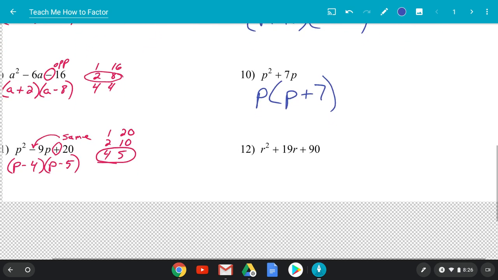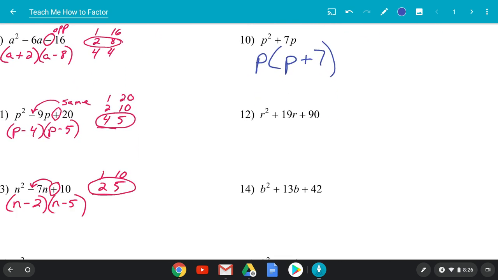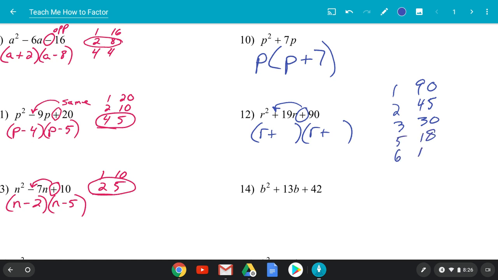Number 12. Is there a GCF? No. Is there a leading coefficient? No. Splitting signs. R, R. Same, positive. Factors of 90. 1 and 90. 2 and 45. 3 and 30. 4, no. 5 and 18. 6 and 15. 7, no. 8, no. 9 and 10. Which of those come together to give me 19? 9 and 10.